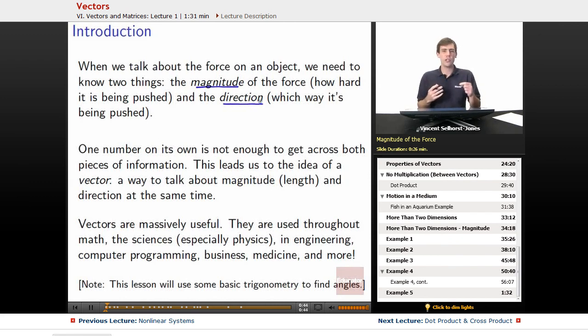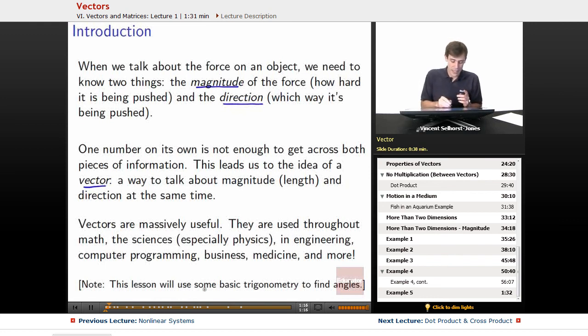Now, one number on its own won't be enough to get across both pieces of information. So this leads us to the idea of a vector, a way to be able to talk about magnitude and direction at the same time, to be able to talk about both of these things in one piece of information. Vectors are massively useful. They're used throughout math, they're in the sciences everywhere, especially in physics. They're in engineering, computer programming, business, medicine, and more fields. Pretty much if a field even vaguely uses math, it's going to use vectors. So this is a really useful thing that we're talking about in this lesson.